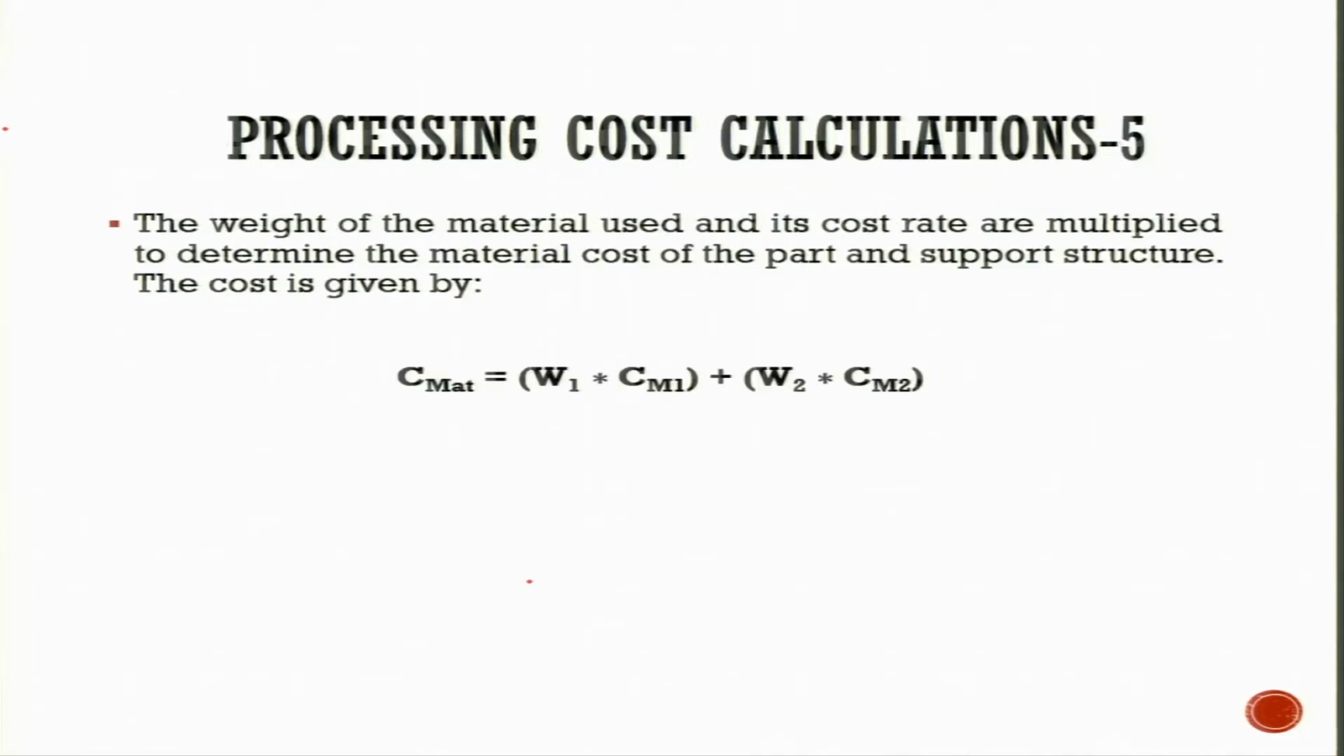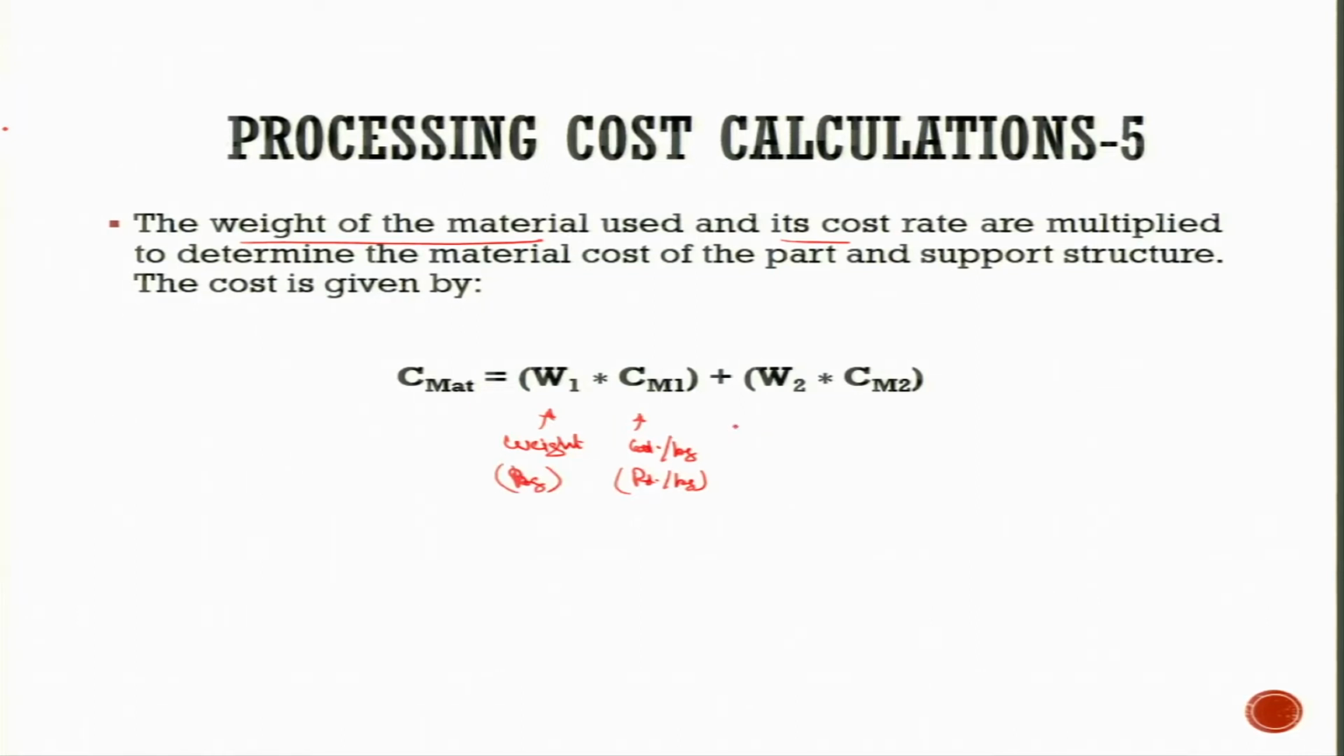Further, if we try to see the elements of the costs here, the weight of the material used and its cost rate are multiplied to determine the material cost. So, this is the weight and this is the cost of the material. Weight of the material 1 into the cost of the material 1. So, this is the cost per kg, or I would say this is rupees per kg, the weight is in kg.